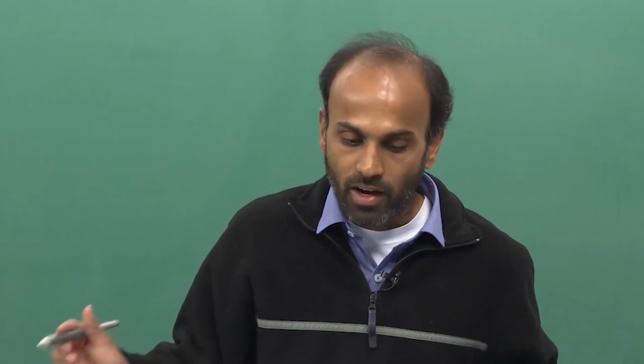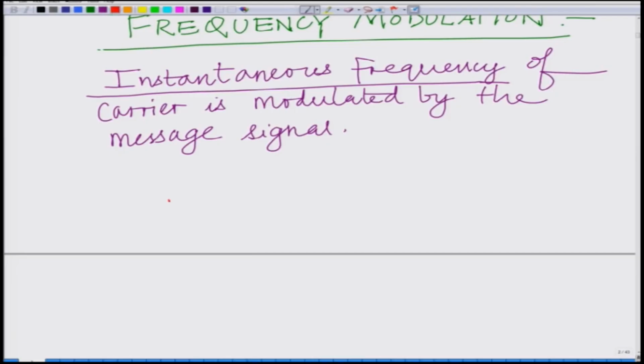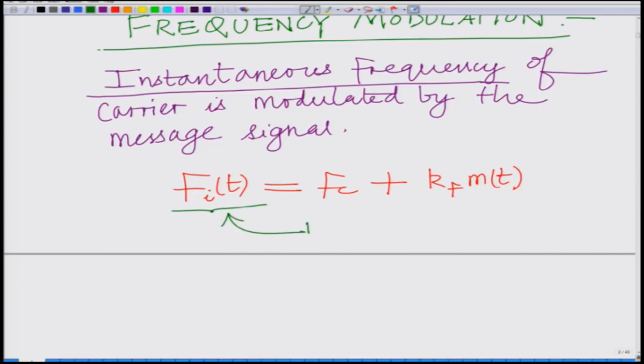If f_i(t) is the instantaneous frequency, then the instantaneous frequency equals f_c, that is the steady state frequency, the frequency of the unmodulated carrier, plus k_f times m(t). Once again, m(t) is the message signal. So, this f_i(t) is the modulated frequency.